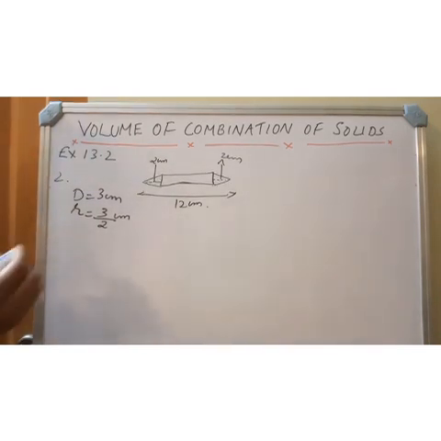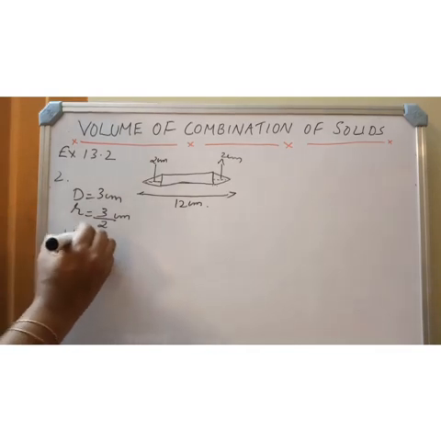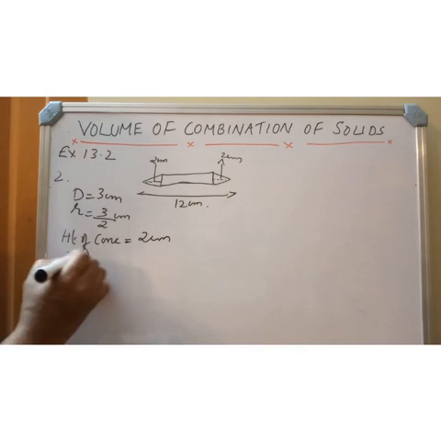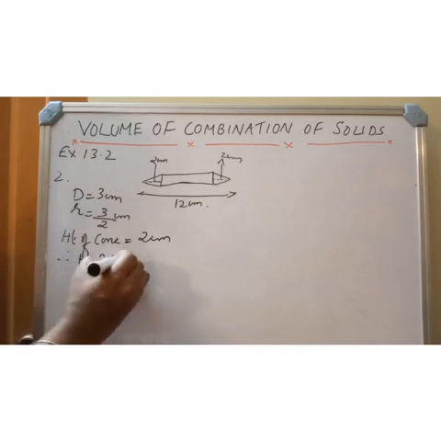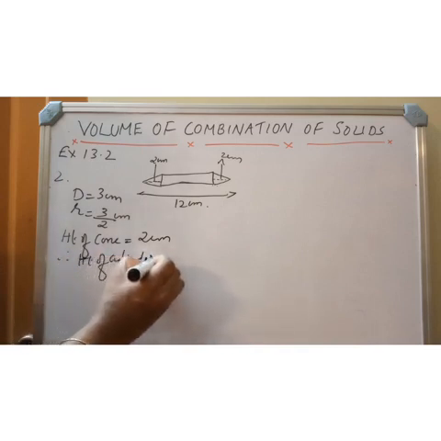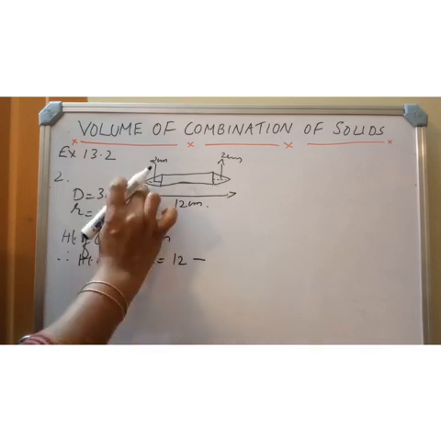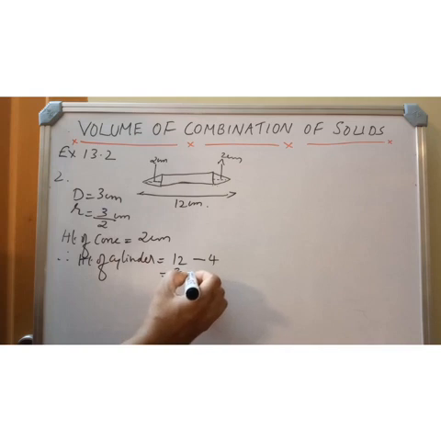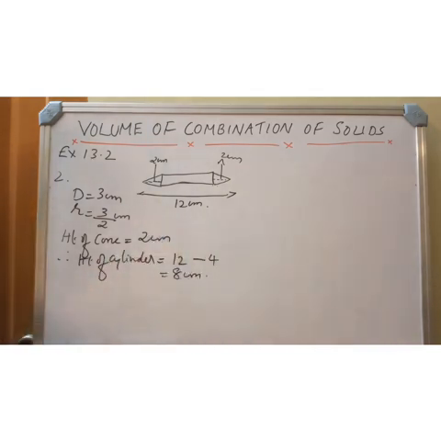The height of the cone is given as 2 cm. Therefore the height of the cylinder equals 12 minus 2 minus 2. So totally 4, we have to subtract it. We will get 8 cm. Okay, so the height of the cylinder we will get is 8 cm. Then write the measures of this one and we have to calculate the volume.